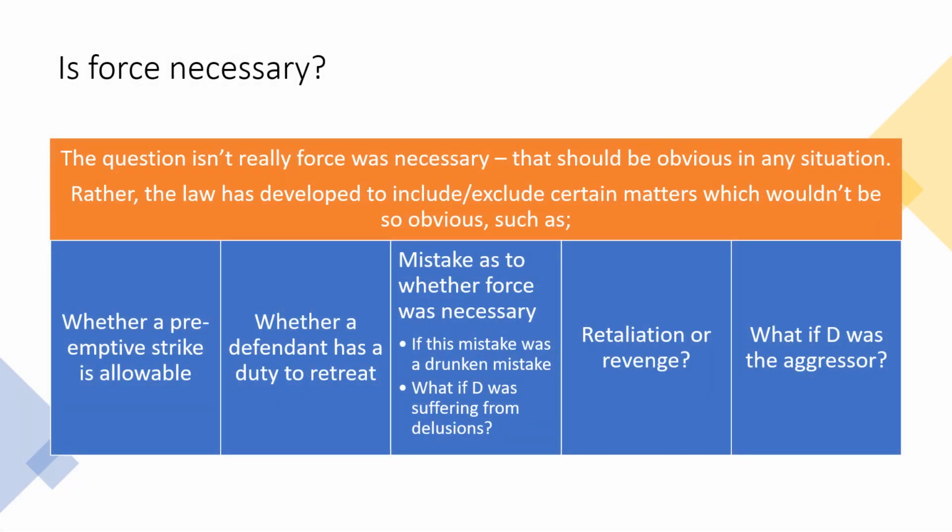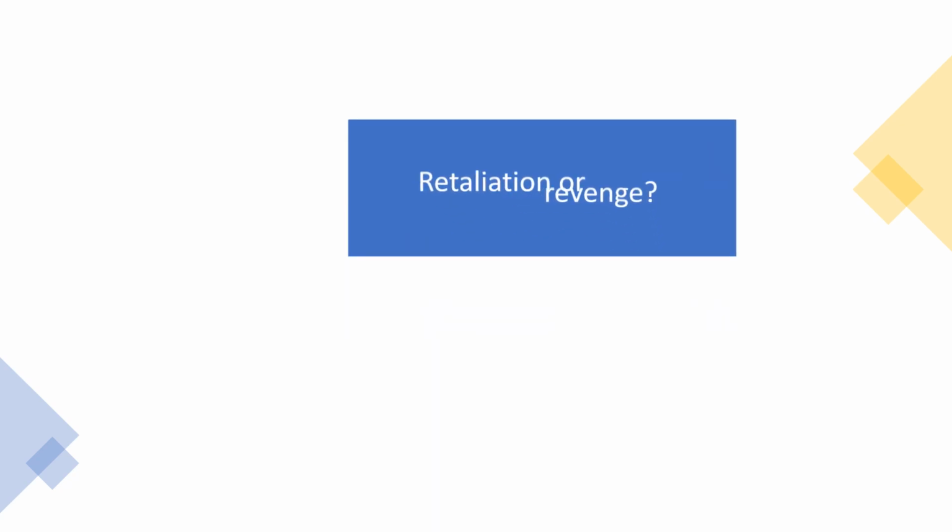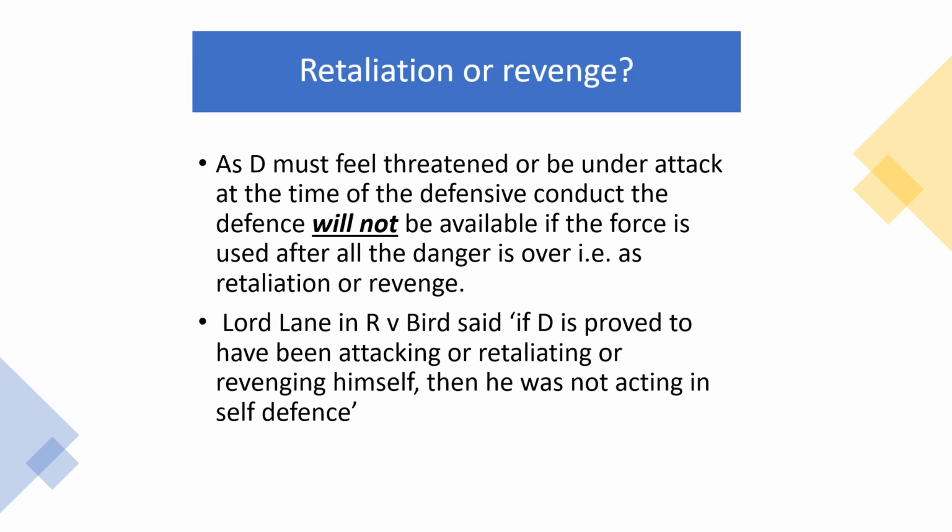Of course, if somebody's retaliating or seeking revenge, we see a pattern throughout criminal law: they must feel attacked at the time. It must be an active threat at the time. As the defendant must feel threatened or be under attack at the time of the defensive conduct, the defence will not be available if the force is used after all the danger is over. So if it's retaliation or revenge, the defence will not be available.